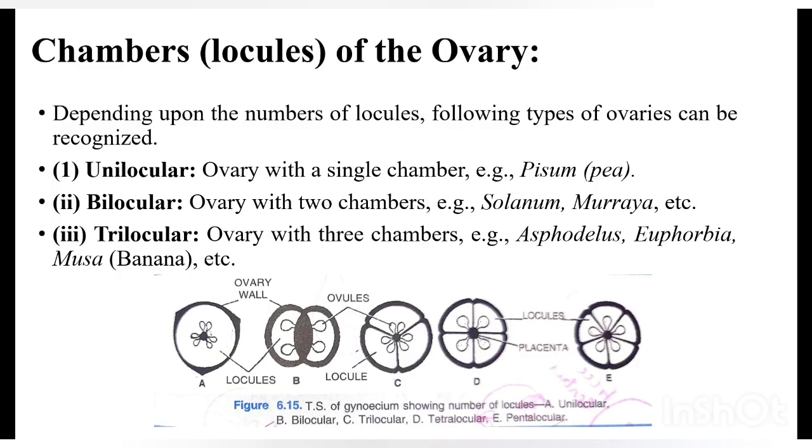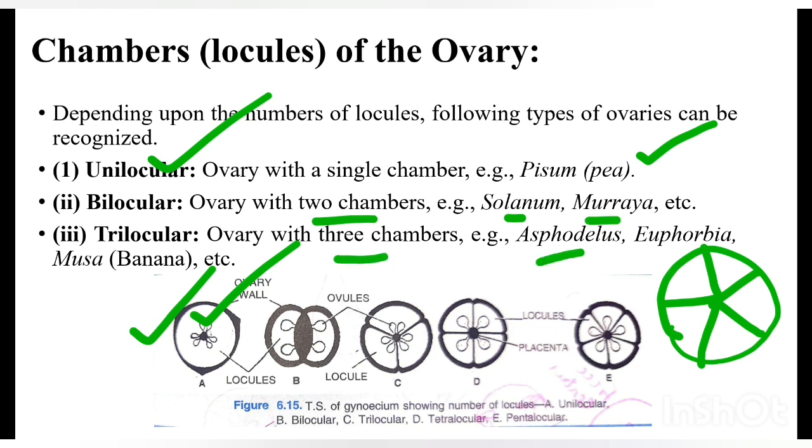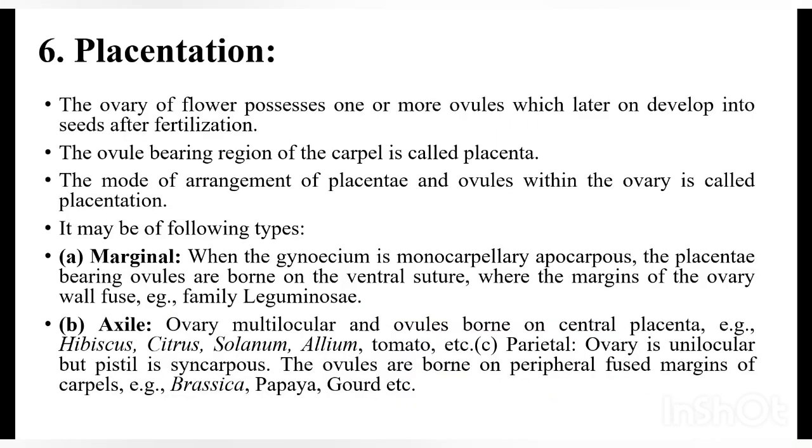Then chamber: the ovary, or the basal enlarged portion of the gynoecium, is generally a large chamber which is subdivided into many chambers or locules. Sometimes it contains one locule, called unilocular, present in Pisum sativum or pea. Bilocular, when the ovary consists of two chambers, present in Solanum, Murraya. Then three chambers, called trilocular, present in Asphodelus, Euphorbia, Musa.